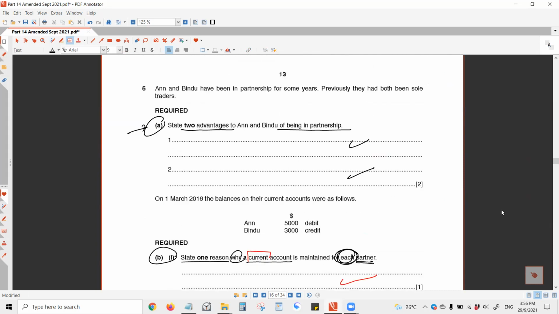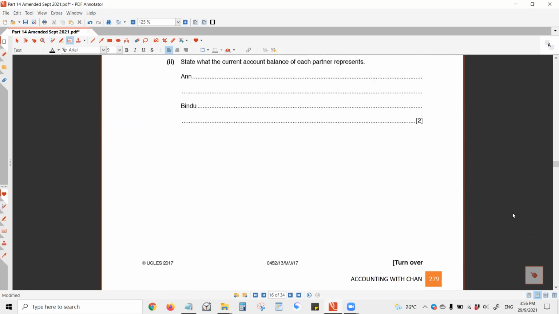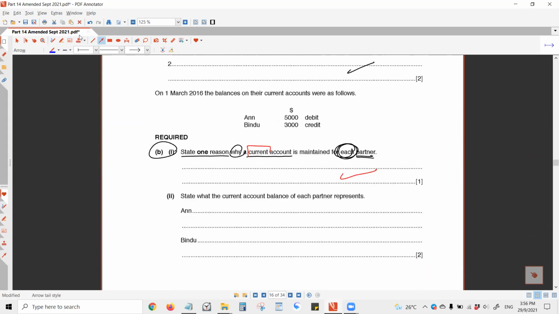Oh yeah, I do not know where it is. Here. Page 279, question B2. State what the current account balance of each partner represents. Also the same thing. So you see, the balances on their current accounts were as follows. For N, debit; Bindu, credit.